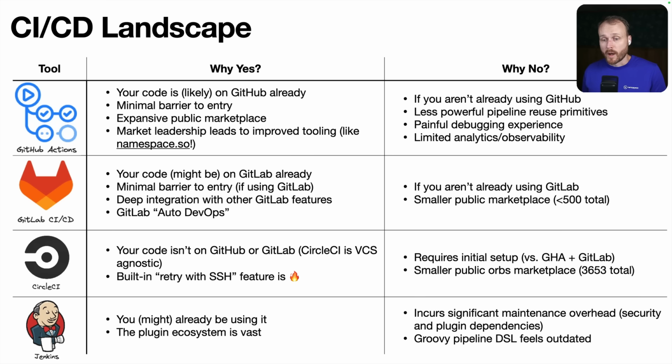Some negatives, or why you might not want to use Jenkins, is that it is generally known for having quite a high maintenance overhead. Keeping up with plugins as they are updated or have security issues can be a significant piece of work. And also, for authoring the pipelines, you write them in a language called Groovy, which isn't really used much elsewhere outside of the Jenkins ecosystem. And it can feel quite outdated relative to the YAML structure that you may be familiar with if you're using these other tools.